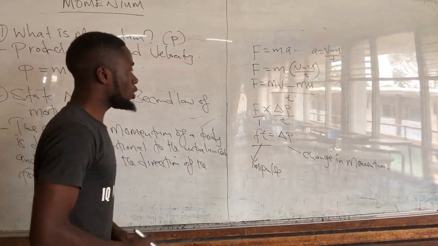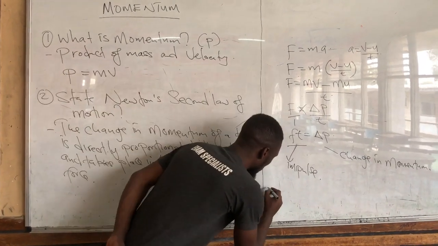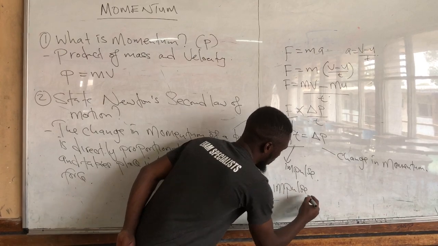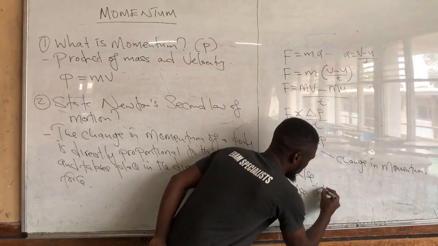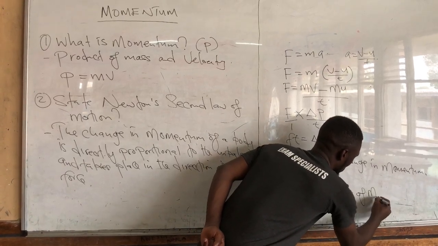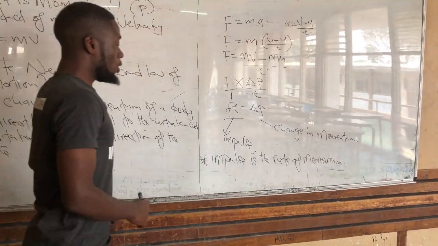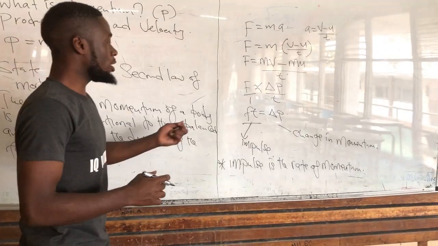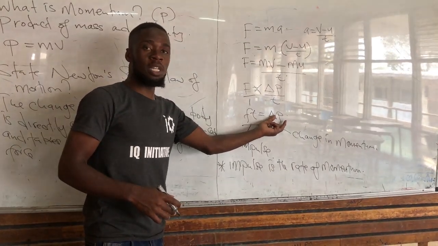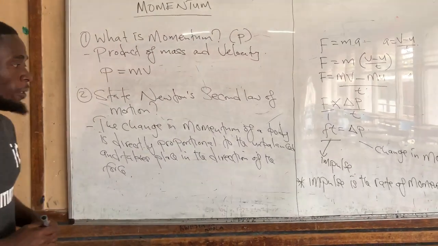So how can we define impulse? Impulse is the rate of change of momentum. You can see here that Ft, force times time, is impulse, so impulse is the change in momentum. That's how you define impulse.